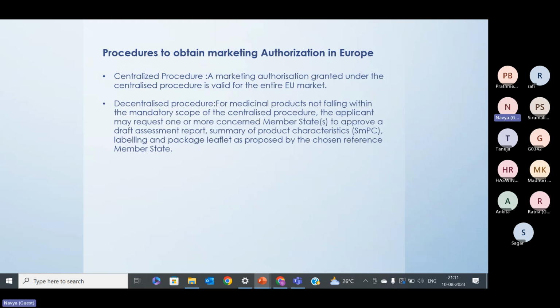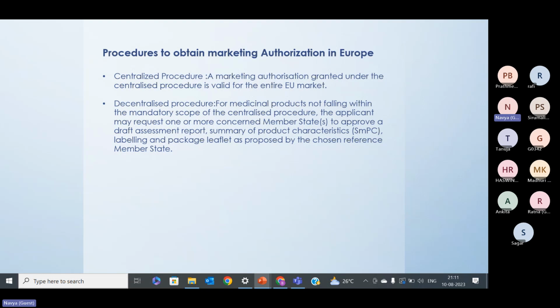Decentralized procedure is for medicinal products not falling within the mandatory scope of the centralized procedure. If you get the centralized procedure, then you can sell anywhere, but decentralized is just the opposite of that. The applicant may request one or more concerned member states to approve a draft assessment report, summary of product characteristics, labeling, and package leaflet as proposed by the chosen reference member state.